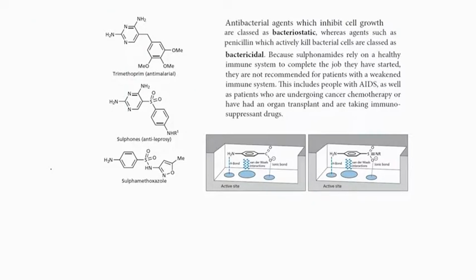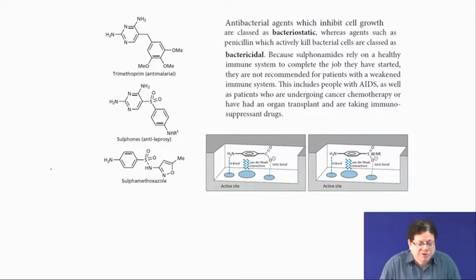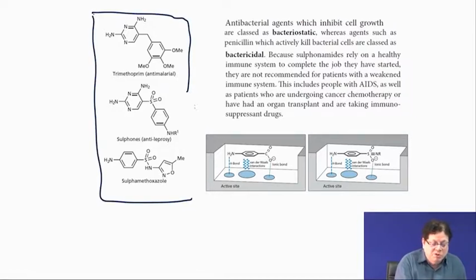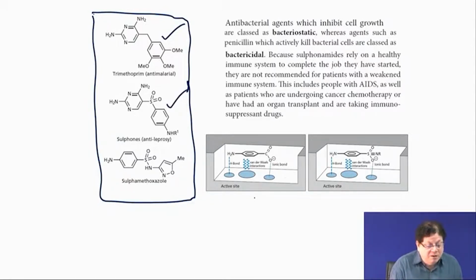Welcome back. Now we are going to take the individual antimicrobial compounds and discuss their chemistry and biochemistry. We will just recapitulate these compounds, which I think we have already discussed. This is the structure of trimethoprim, an antimalarial compound. This is a sulfone, para-amino phenyl sulfone, that is an anti-leprosy compound. This is sulfamethoxazole, which is an antibacterial compound.